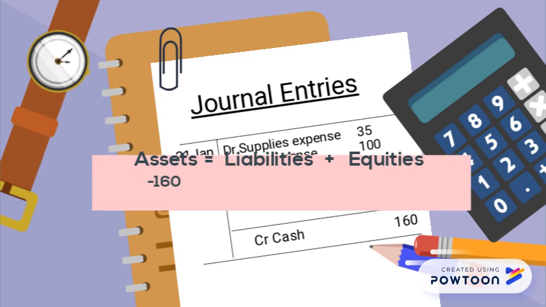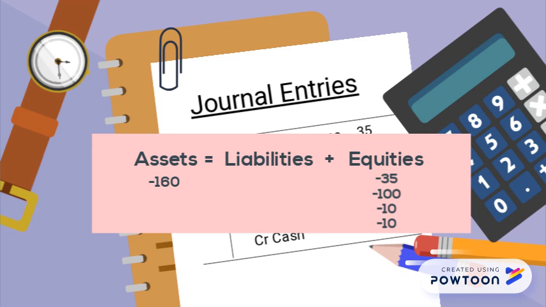Since the cash was taken out of our account through expenses, our asset account would then be decreased and so was our equity.